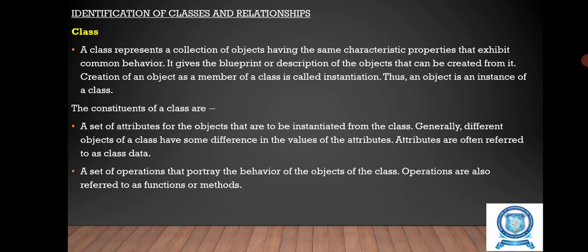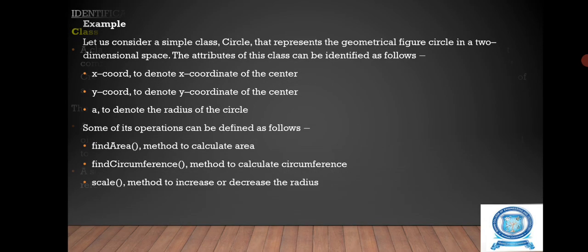The constituents of a class are a set of attributes for the objects that are to be instantiated from the class. Generally, different objects of a class have some difference in the values of the attributes. Attributes are often referred to as class data. There is also a set of operations that portray the behavior of the objects of the class. Operations are also referred to as functions or methods.